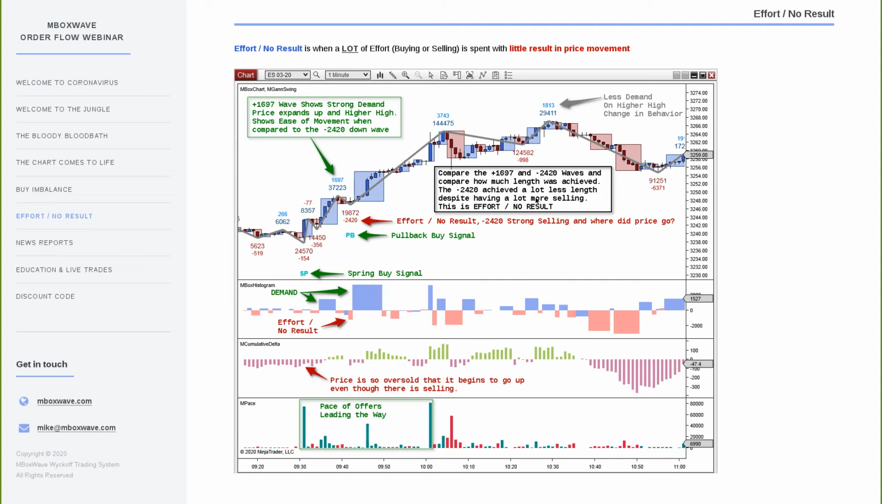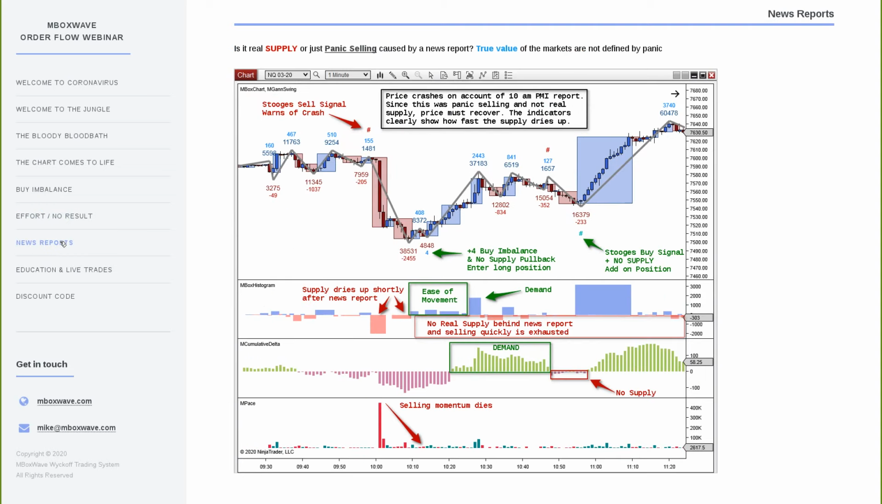All right, let's get on with it. The news reports. I trade them from time to time, because you've got to ask yourself the question: is it real supply, or is it just panic selling caused by a news report? I also hold the belief that the true value of the markets is not defined by panic.